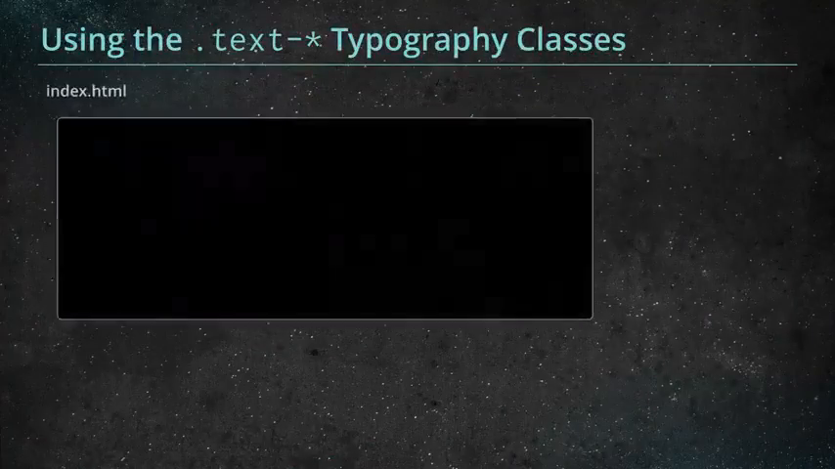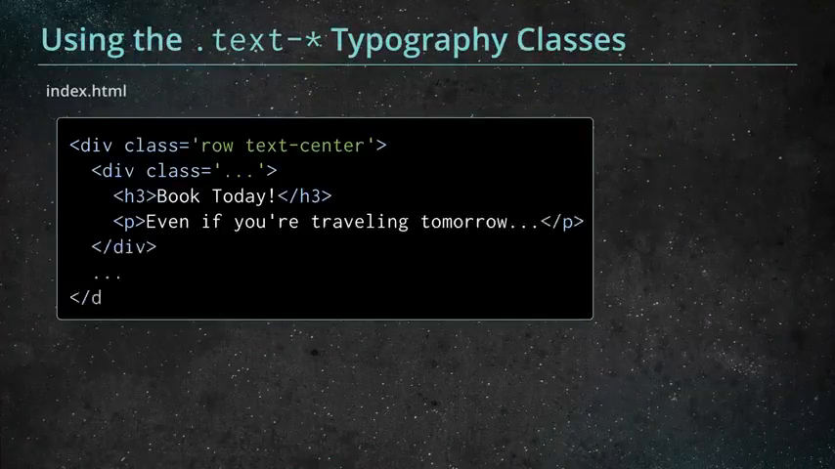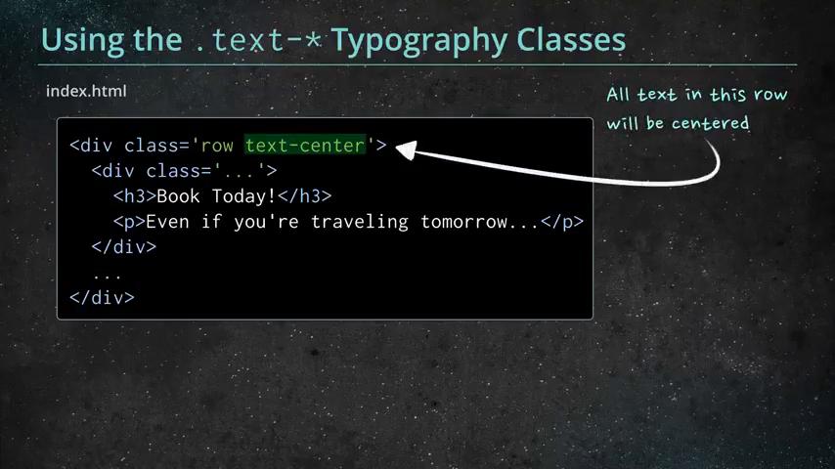Here's our div row for our 3 featured items. We'll try centering all text within this row. In order to do that, we'll use a text alignment class for our row, which will affect all of the text within that row. In this case, we want to center the text, so we'll add a class of text center to the div. Well, what if we had only wanted to center the H3 tag? Well, we could have added a text center class to that element instead.